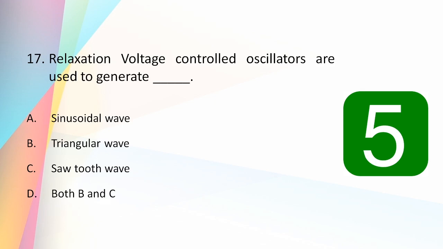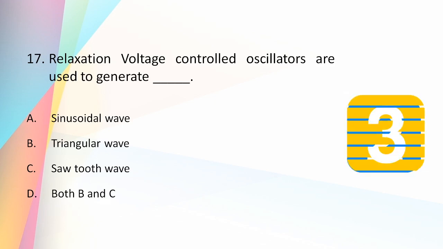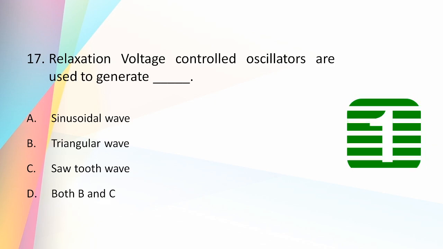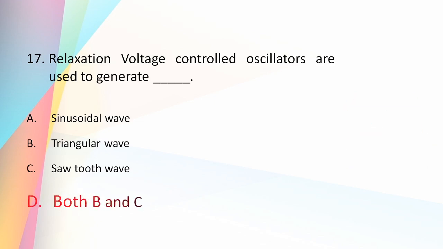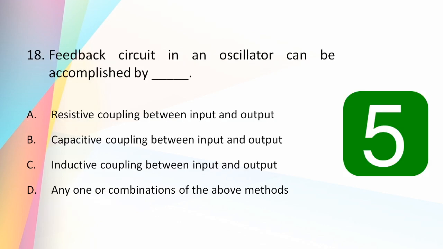Relaxation voltage controlled oscillators are used to generate sinusoidal wave, triangular wave, sawtooth wave, both B and C. And here you go. And the answer is both B and C. So the relaxation voltage controlled oscillators are used to generate both triangular and sawtooth waveforms.